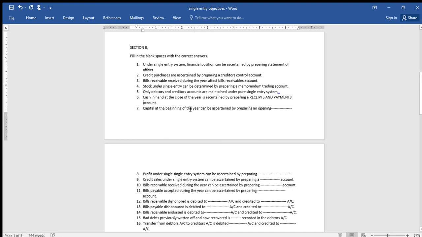Then question 7, capital at the beginning of the year can be ascertained by preparing an opening statement of affairs. We determine capital by preparing the statement of affairs either at the beginning or at the end. So when we are ascertaining opening capital, we prepare an opening statement of affairs.